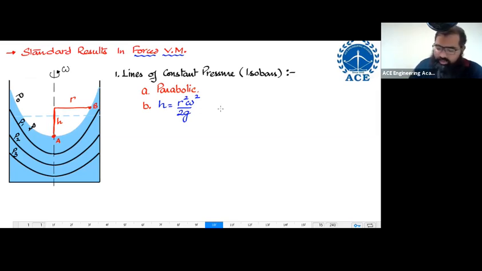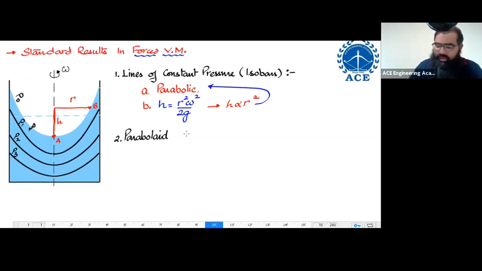Now you see in this equation, H is proportional to R square. Since H is proportional to R square, what kind of curve are you going to have? A parabolic curve. So lines of constant pressure are going to be parabolic in nature. This is regarding the first point. The second result we have to know is something known as paraboloid.